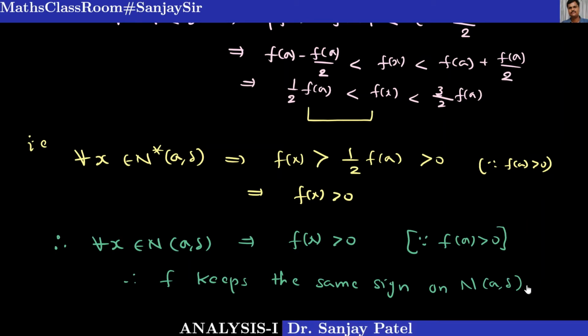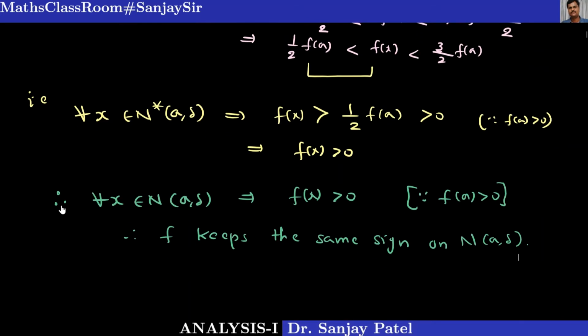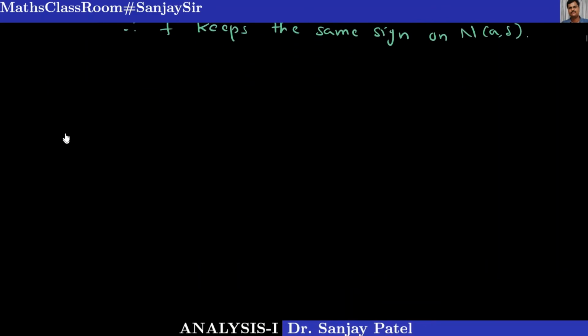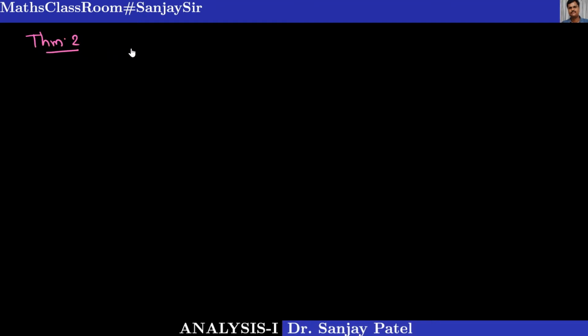Next, we are going to prove another important property of continuous functions defined over a closed interval. So in the next result, I'll be showing one very interesting result that a continuous function defined on a closed interval is always bounded, and that is also very obvious. So let me write it as a statement first. So that is our second result.